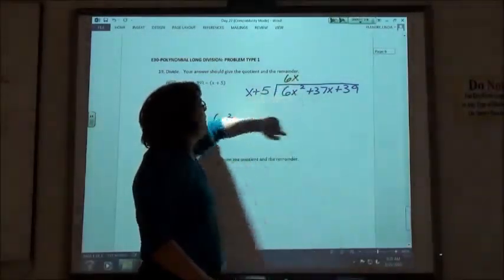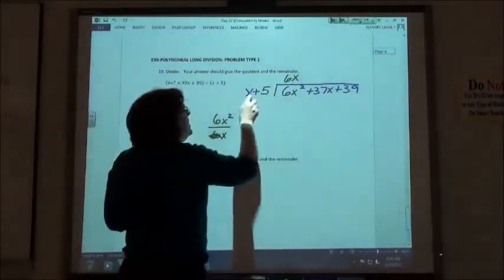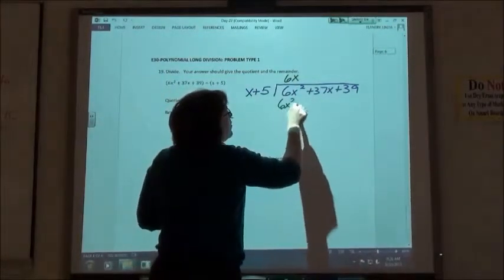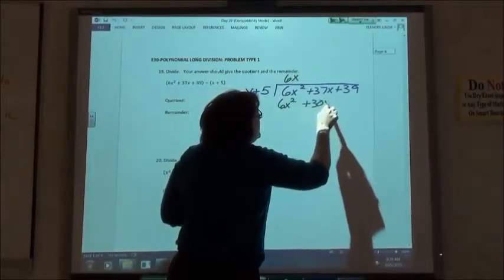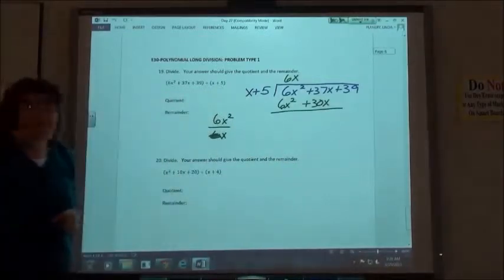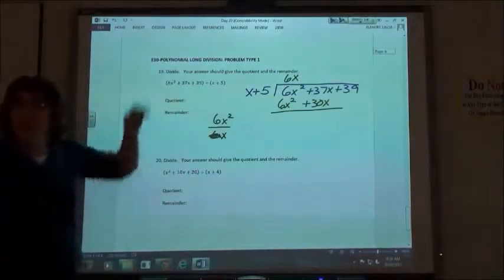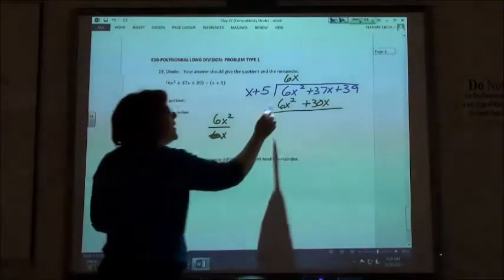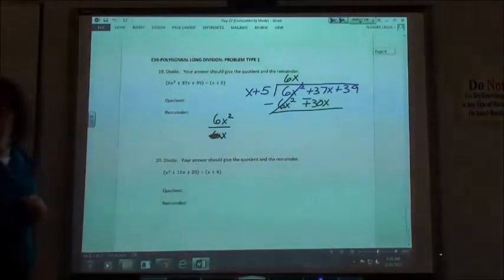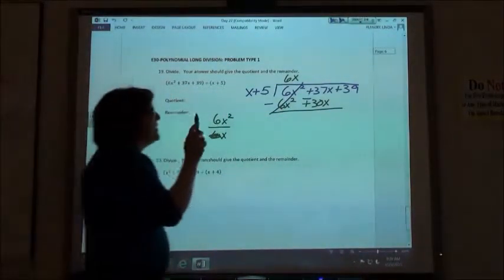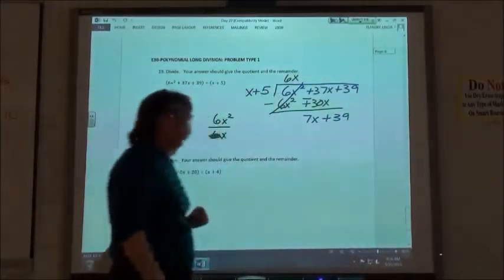So once I put that up there, I'm then going to multiply it times both things in my divisor. So 6x times x is 6x squared. Those should match up. 6x times 5 is plus 30x. Most of the time those won't match up, but occasionally they do. Then what we do is we subtract, just like when we do long division, once we multiply, we subtract. And so when I subtract, this becomes negative, and we can cancel out that leading term. 37 minus 30 then would give me 7x, and then the plus 39 comes down behind that.